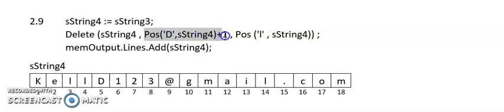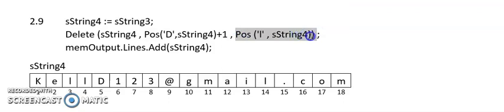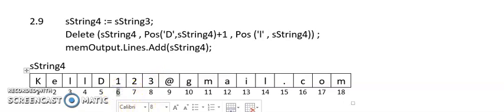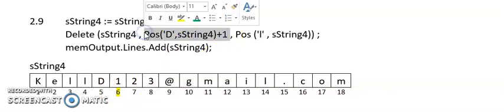So that's the position it must start from, which we need to simplify, and that's how many characters must be deleted. Okay, so position to start from, let's start with that first of all. The position of the capital D. Well, the capital D is at position 5 plus 1, so that would make that a 6 there. So that whole thing simply evaluates to a 6.